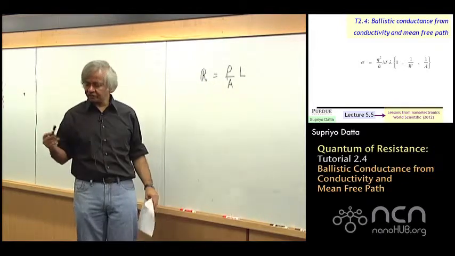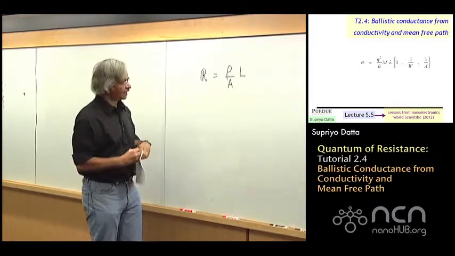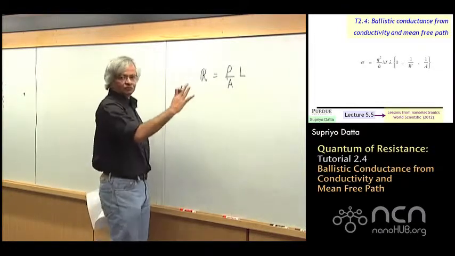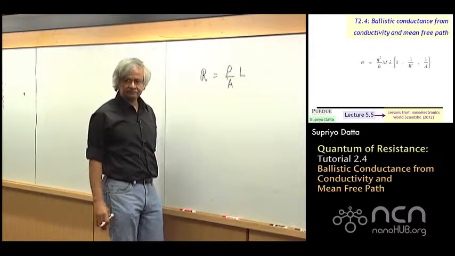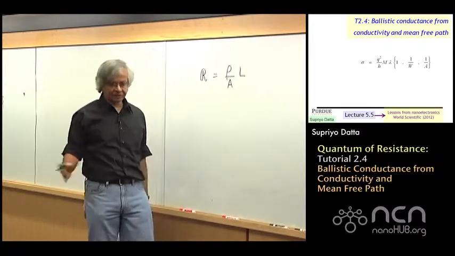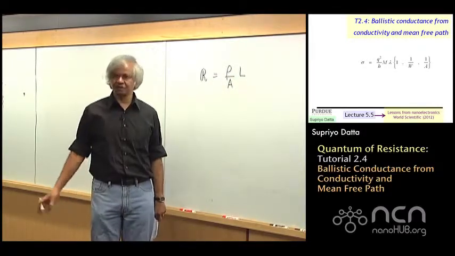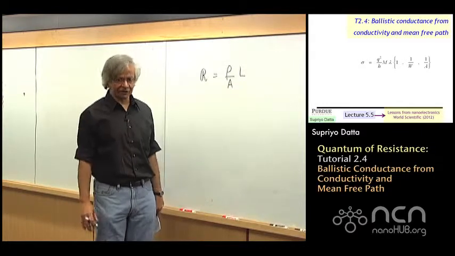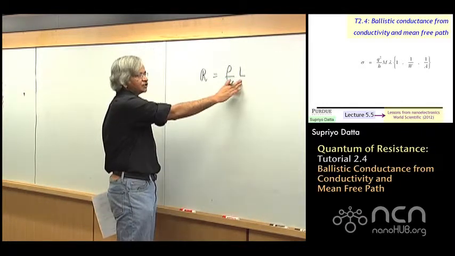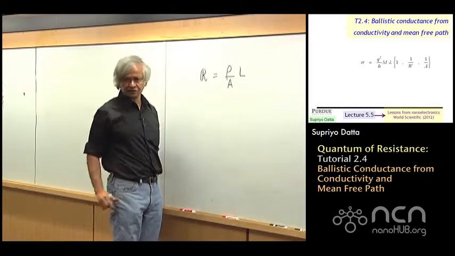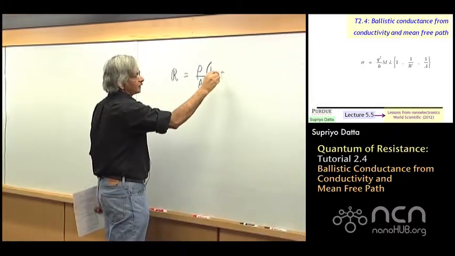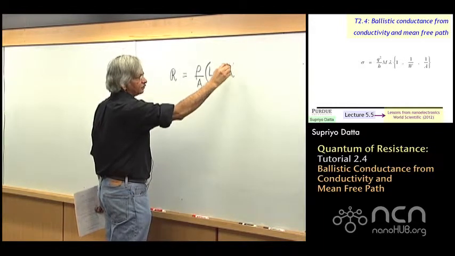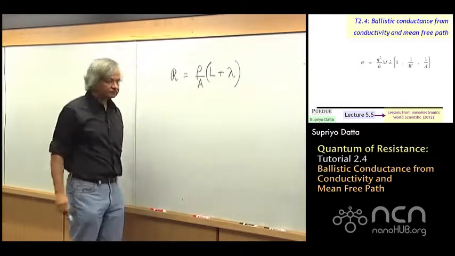When we started in the beginning, I said that the standard Ohm's law is that resistance is proportional to the length. But one of the seminal results of mesoscopic physics and nano-electronics is that when the length tends to 0, the resistance doesn't tend to 0. And the correct expression is more like L plus this mean free path that we have written as lambda.